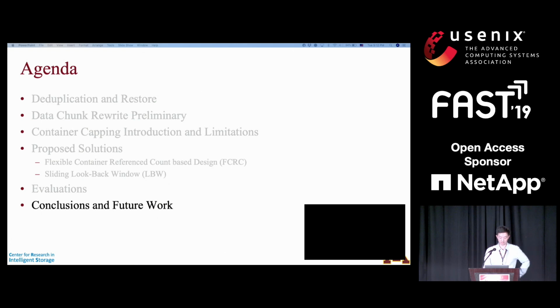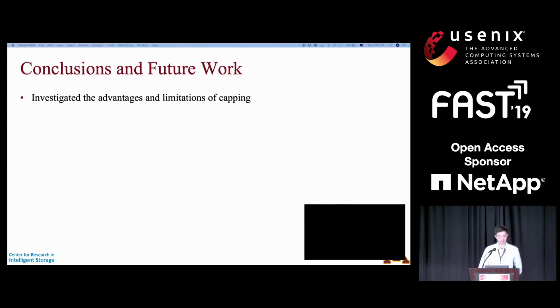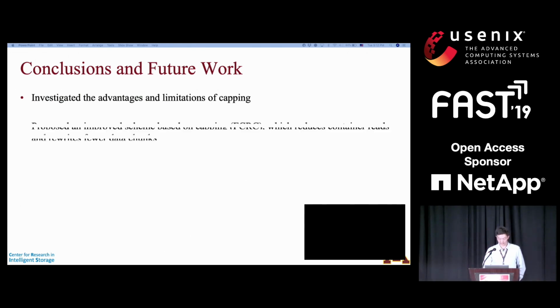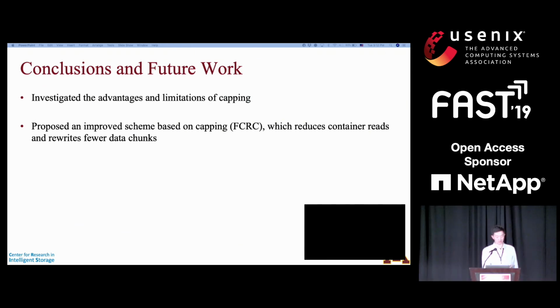So I'll conclude this work and look at the future work. In this work, we first investigate the advantages and the limitations of capping. Motivated by the limitations of capping, we propose an improved scheme based on capping called FCRC, and it reduces the container reads and rewrites fewer data chunks compared with capping, because we set up the boundaries and move the actual capping level.